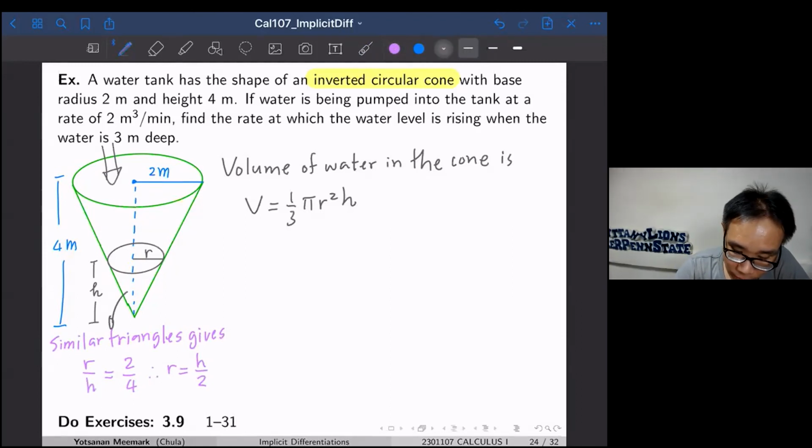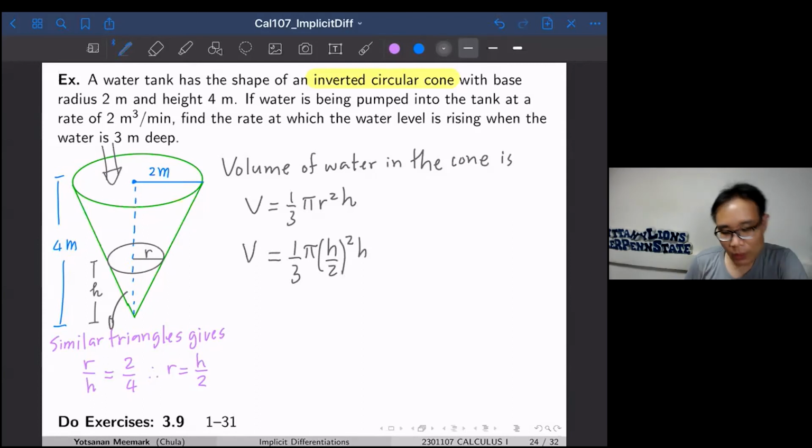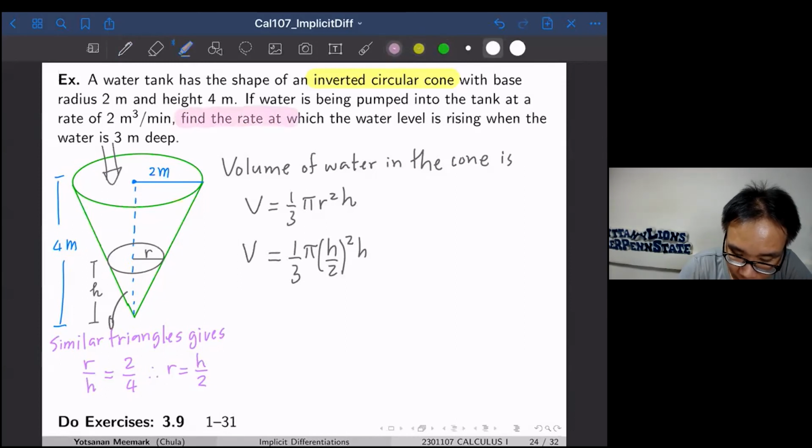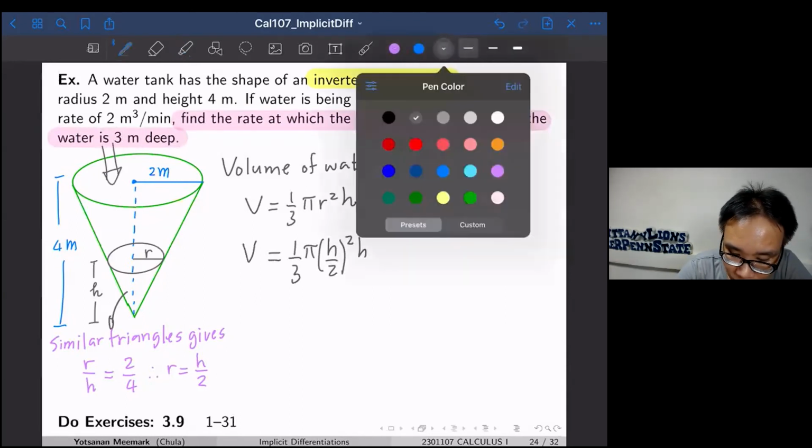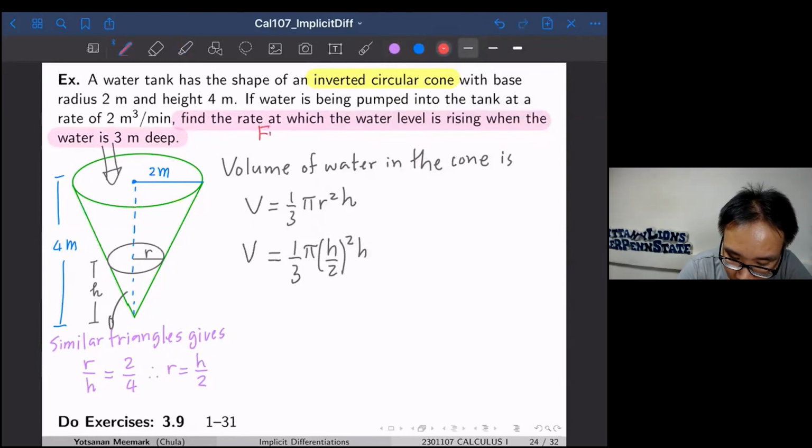So in this case, you're gonna plug in. It's gonna be 1/3 pi r squared, so it's gonna be h over 2 squared, times h, for V. Why did I plug in for r? Because we'd like to find the rate of change of the water level. So this one I'm going to highlight in pink: we'd like to find the rate at which the water level is rising when the water is 3 meters deep. So this asks you to find dh/dt.